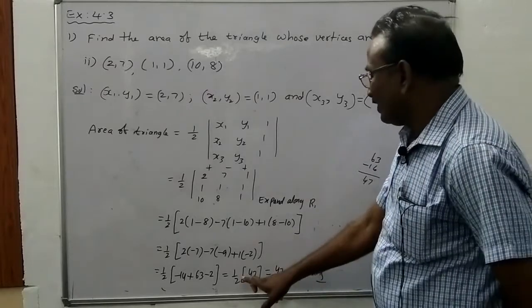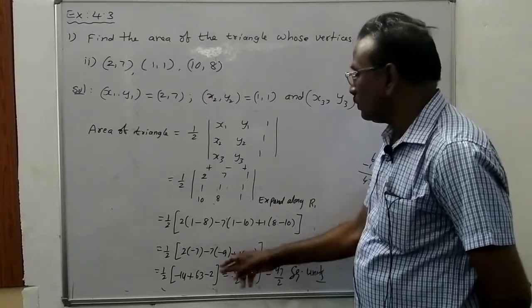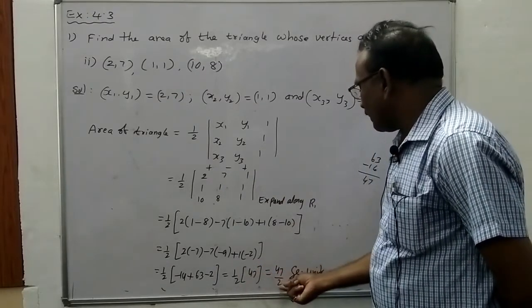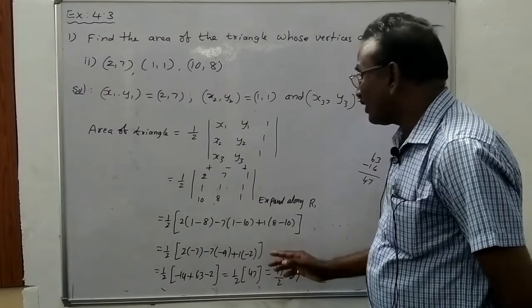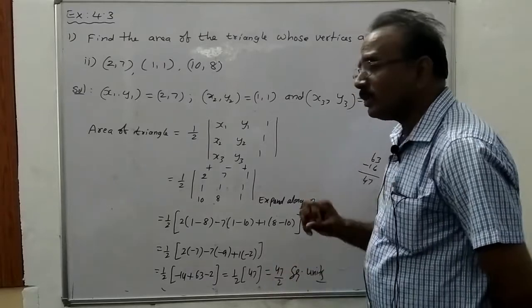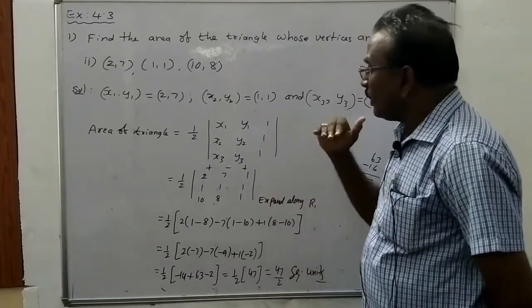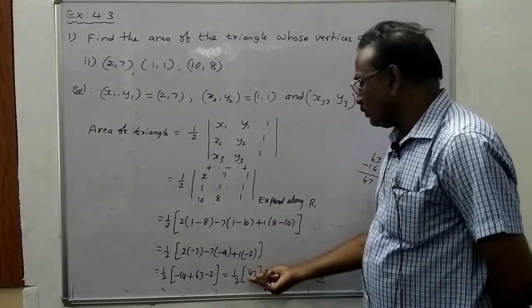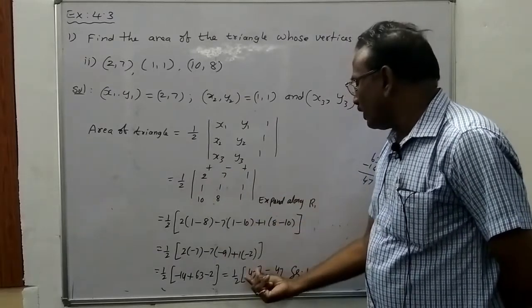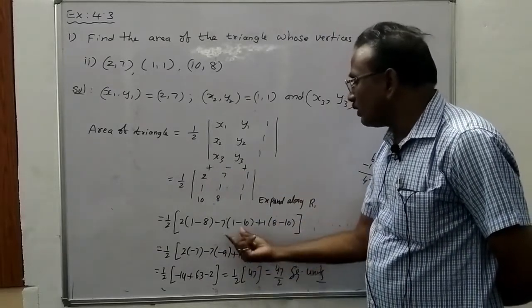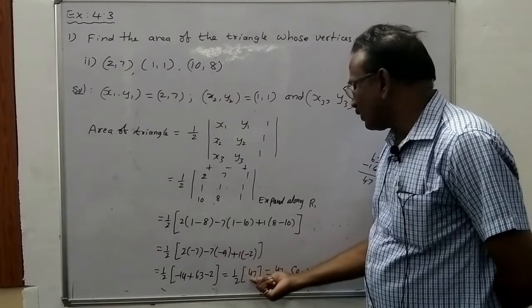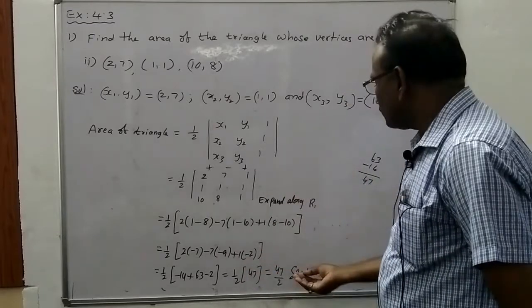Suppose we get minus 47. Half into the determinant value, which is minus 47, becomes minus 47 by 2 square units. But the area of a triangle cannot be negative, so minus 47 by 2 square units is not possible. That's why, whenever the determinant value is negative, we always take the absolute value of the determinant. Suppose we get minus 47, so take positive, plus 47 by 2.